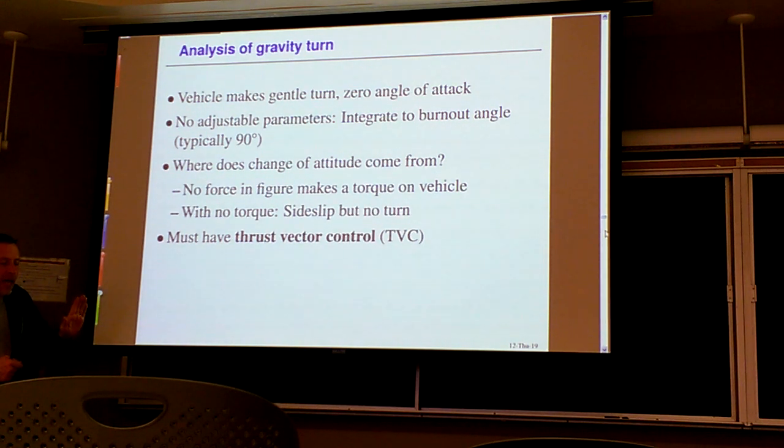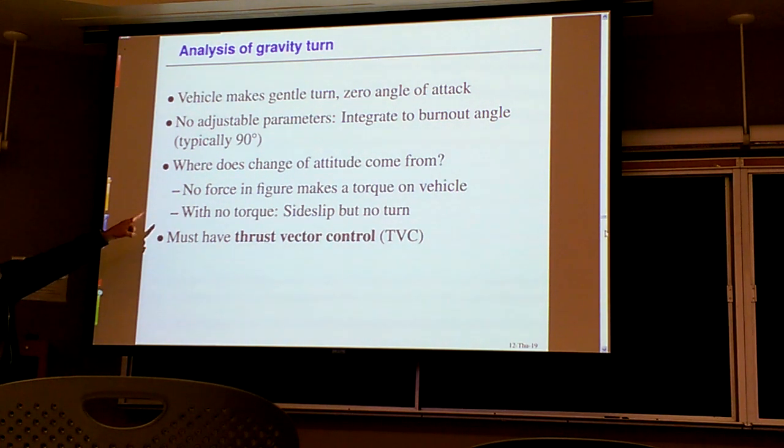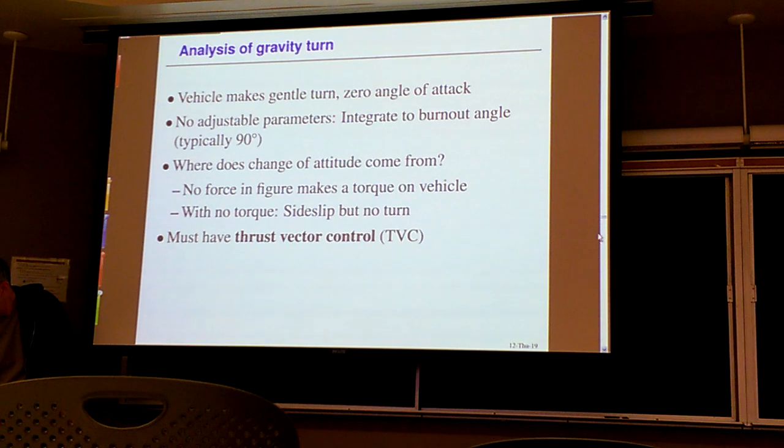We're going to pick an initial angle, and pick that with the idea that we're going to be burning out going horizontal. And that's going to turn out to be a unique number. And now, the change of attitude, in other words, the rotation of the vehicle, has to actually follow this curve, so the vehicle has to be steered. And so the way that works is you have to do this thing called TVC, thrust vector control.